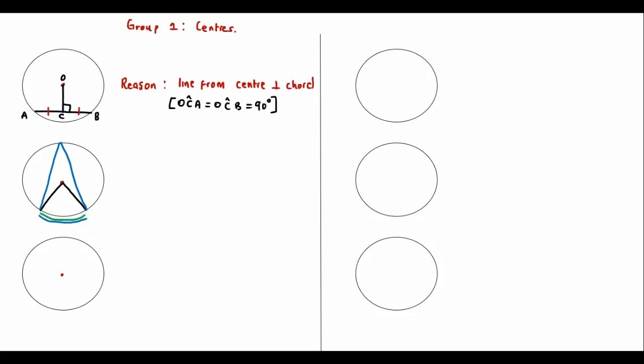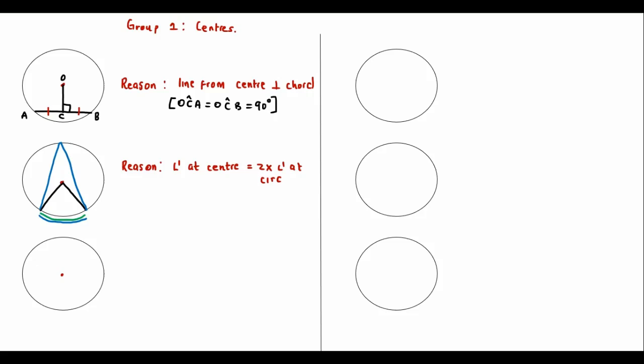So what are we saying here? We're saying that the angle formed at the center is twice the angle at the circumference. So that's what we're going to write here. So what's the reason for this? The reason is angle at center is 2 times angle at circumference.